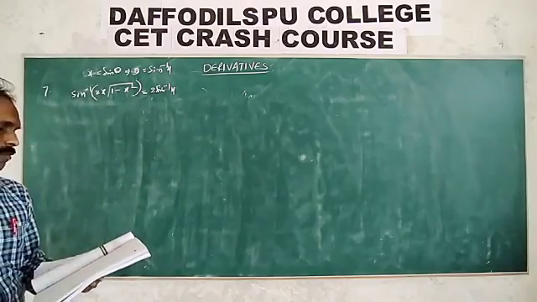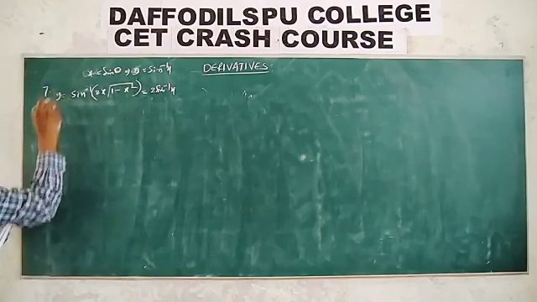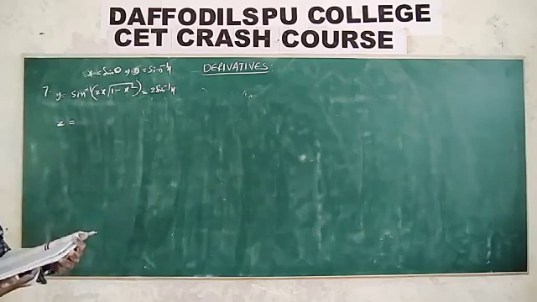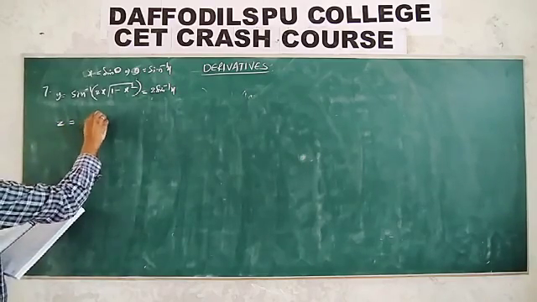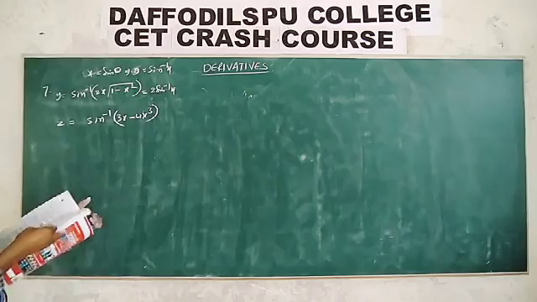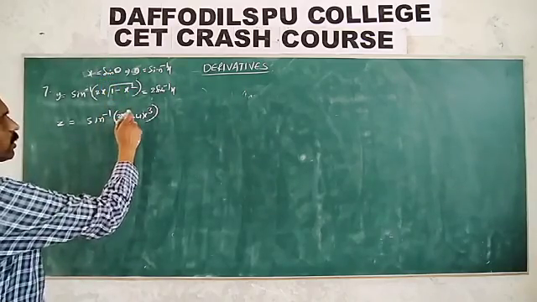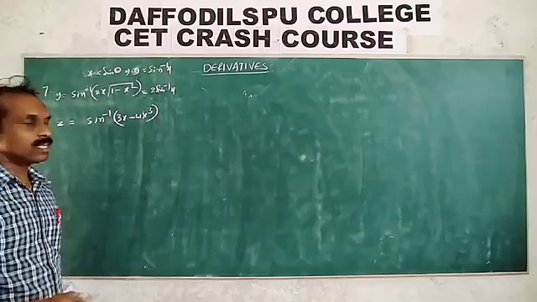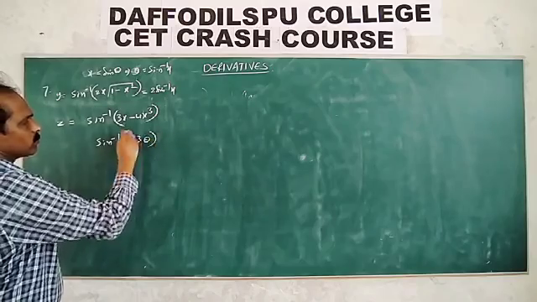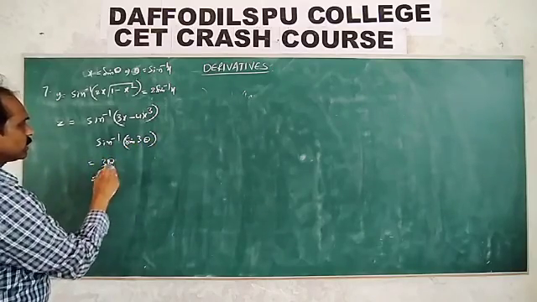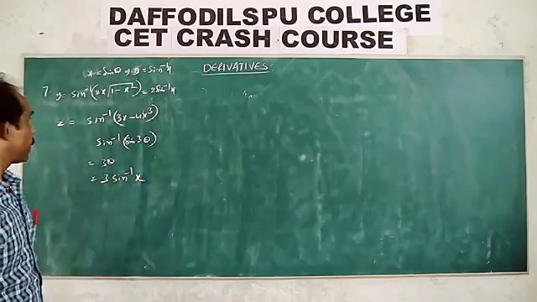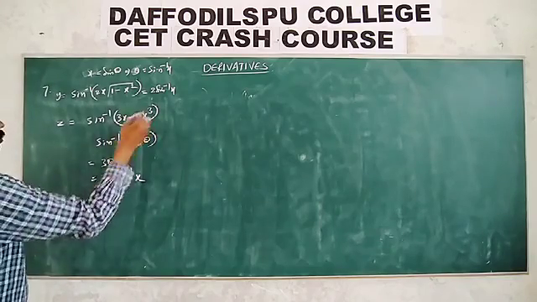And next, the derivative with respect to... suppose this is y, and one more, z is equal to, what is z? Sin inverse of 3x minus 4x cube. Here also put x is equal to sin theta. 3 sin theta minus 4 sin cube theta is sin 3 theta. Sin inverse of sin 3 theta is equal to 3 theta, and theta means sin inverse x.